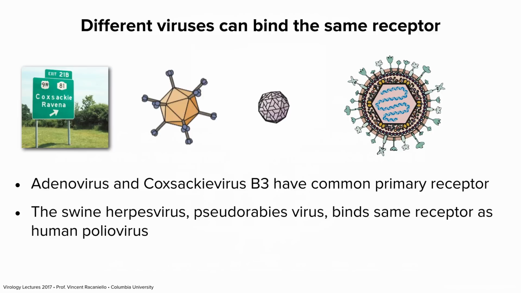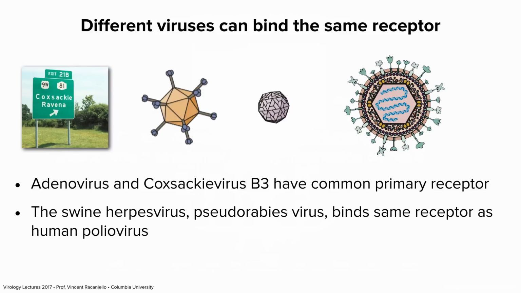In addition, different viruses can bind the same receptor. So here are some examples of that. We have adenovirus and Coxsackie virus. So here's adenovirus with the fibers at the 5-fold axes. Coxsackie virus is a virus very much like poliovirus. It's called a picornavirus. They look very different. They're both icosahedrally built, but different attachment strategies. They have a common primary receptor, which creatively is called the Coxsackie virus adenovirus receptor, or CAR.